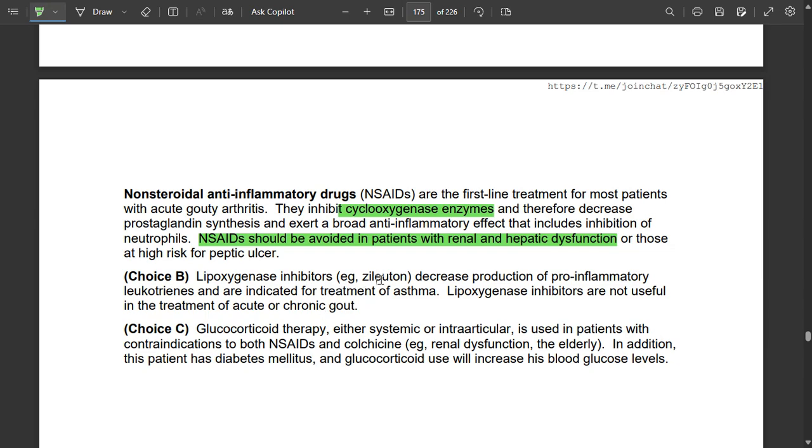Lipoxygenase inhibitors like zileuton decrease production of proinflammatory leukotrienes, especially in asthma, so they are not used for the treatment of gout. Glucocorticoids, systemic or intra-articular, are used in patients with contraindications to both NSAIDs and colchicine, like renal dysfunction or the elderly. In addition, this patient has diabetes mellitus, and glucocorticoids increase blood sugar levels.